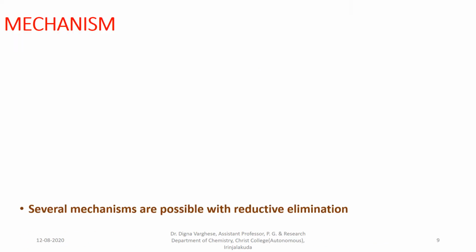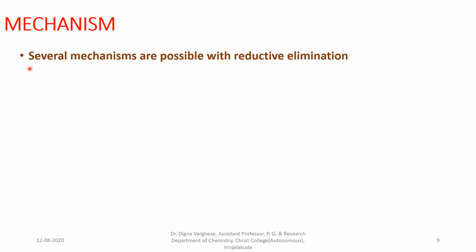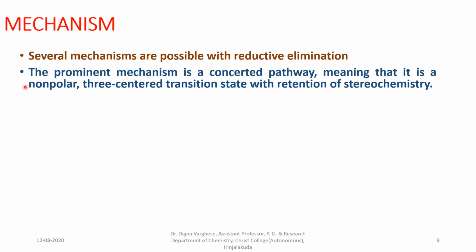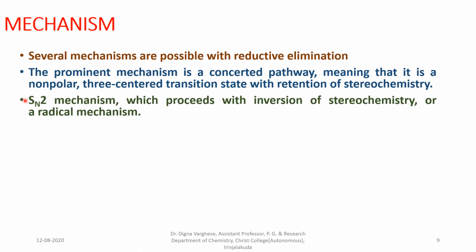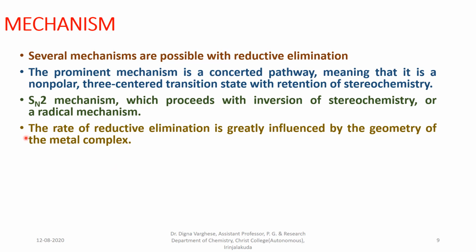Mechanism for reductive elimination reaction. Several mechanisms are possible. The prominent mechanism is a concerted pathway, meaning a non-polar 3-centered transition state with retention of stereochemistry. Others are an SN2 mechanism, which proceeds with inversion of stereochemistry, or a radical mechanism. As we know from oxidative addition, a non-polar compound follows a concerted pathway, while a polar compound follows SN2 or a radical mechanism. The rate of reductive elimination is greatly influenced by the geometry of the metal complex.